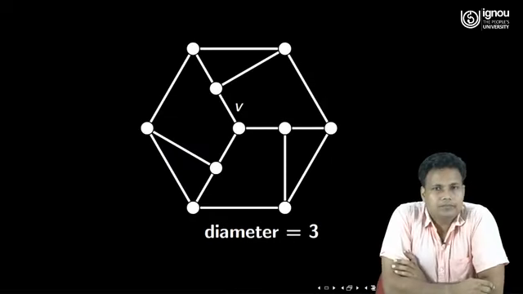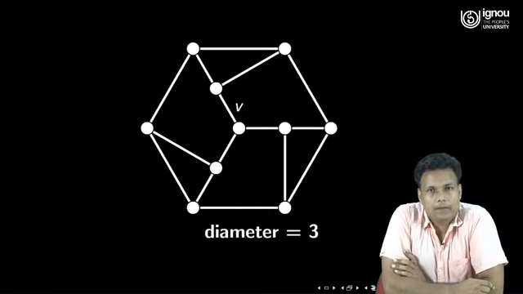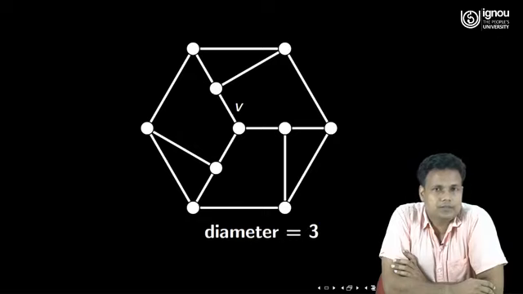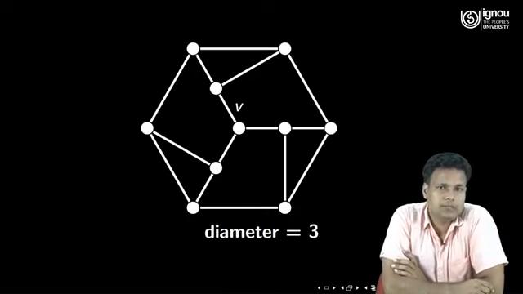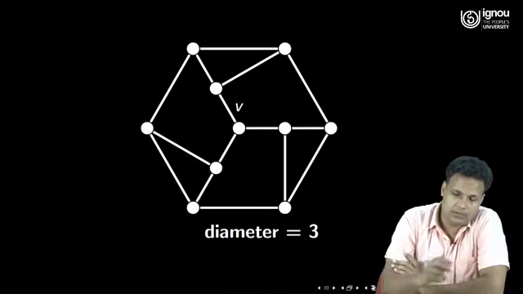Now look at this graph. You can see that the vertex V is at a distance of at most 2 from each vertex, and any two vertices which lie on the outer cycle are at most at a distance of 3, and therefore this graph has diameter 3. 3 is the maximum distance between any two vertices in this graph.